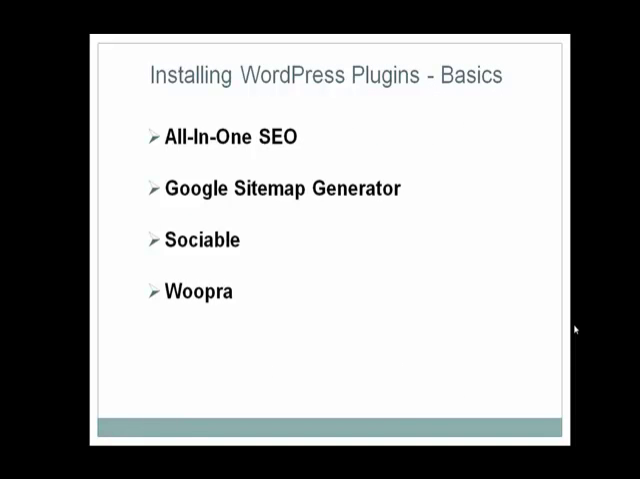One is called All-in-One SEO. It basically helps you with search engine rankings. Another such plugin is Google Sitemap Generator. It basically helps you create a nice Google-friendly sitemap to ensure that all your blog posts are indexed, make sure all your content gets indexed, which is very important because you want it to be found in the search engines.